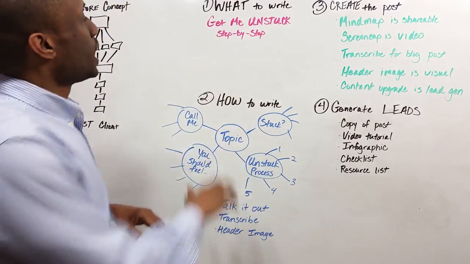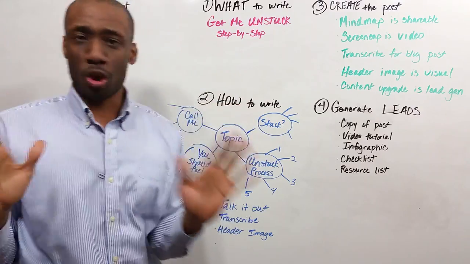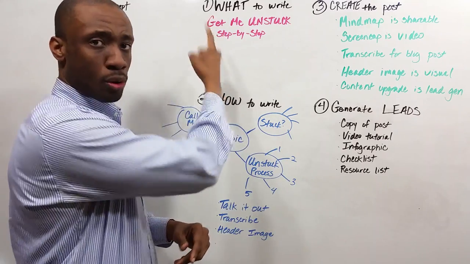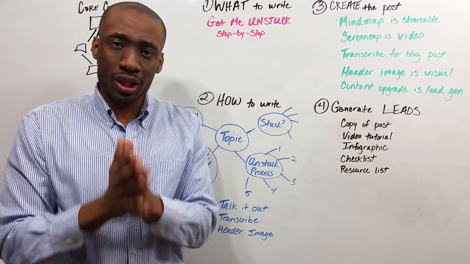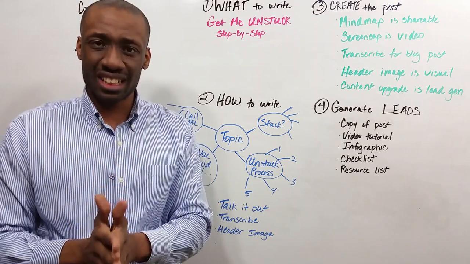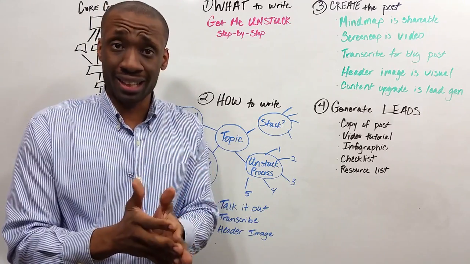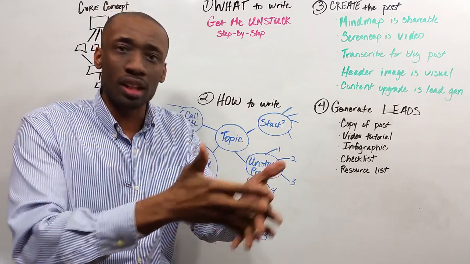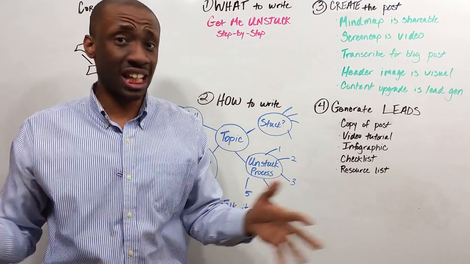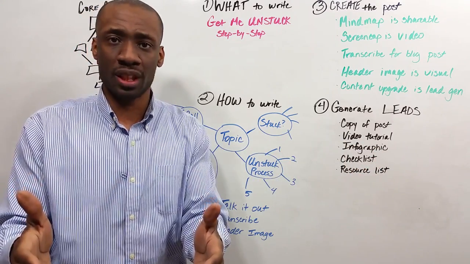Let's start with what you actually want to write. This is the most powerful part. The rest of this stuff is just stuff if you don't get this part right. The value of your content is to get your best client unstuck. That is the only reason why you create content. You're in the get-them-unstuck business. Your client is stuck. Your job is to get them unstuck. So anything you create should move them along a process to being better in whatever your expertise is.